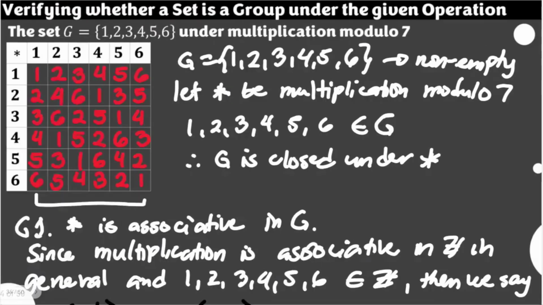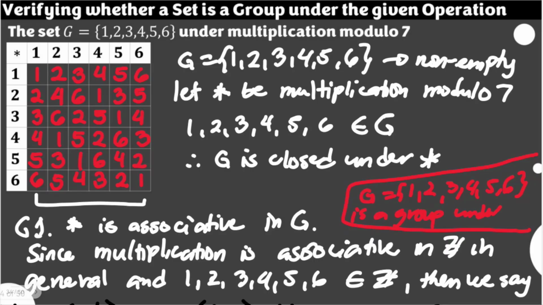So with G3, G2, G1 already satisfied, here comes our conclusion. Let me write G in this area for a better space. Therefore, G equal to 1, 2, 3, 4, 5, 6 is a group under your star, which is multiplication modulo 7. Okay, so that's clear now. That is really a group under multiplication modulo 7. This is again proven by this Cayley table.